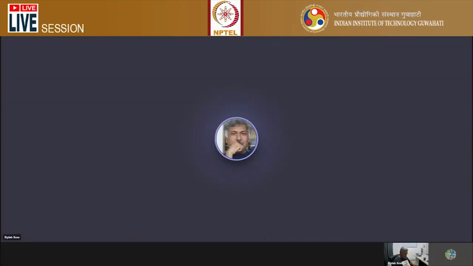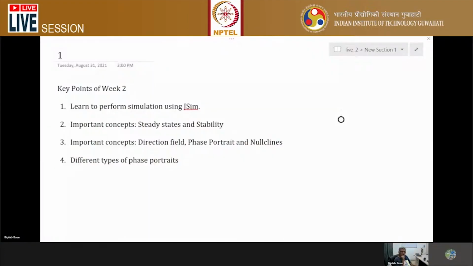Now, the other points that you have to focus on in this second week of the course, let me share my screen to show you those. One of the key concepts that you have to learn is the idea of steady state and stability, right? You have to understand what is happening in steady state. If I have one variable x and I have dx/dt, that will be 0.